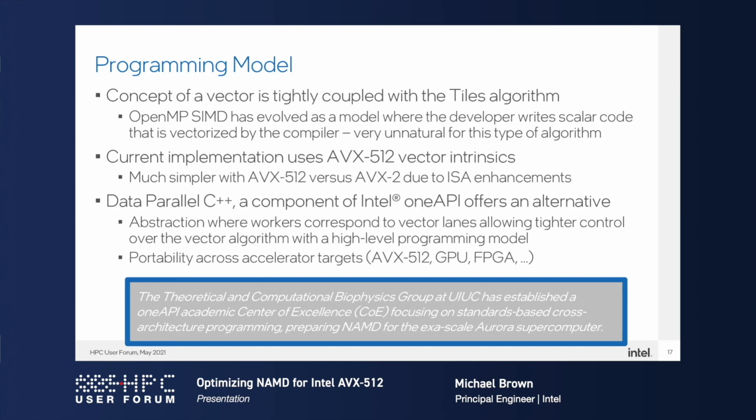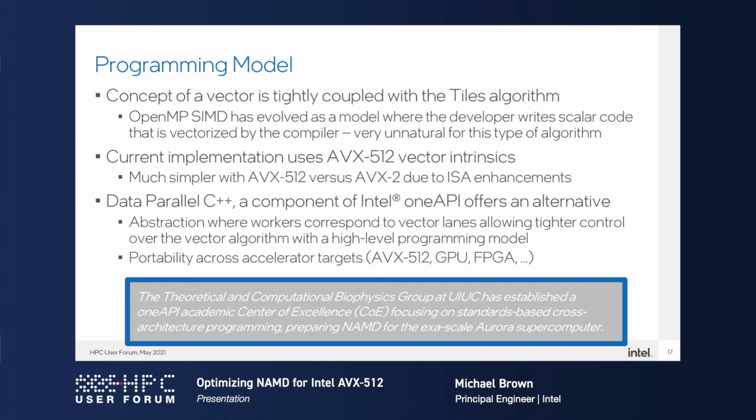With regard to the programming model, for this algorithm, the concept of a vector is tightly coupled to the implementation. OpenMP SIMD has evolved as a model where the developer writes scalar code that is vectorized by the compiler. This is very unnatural for this type of algorithm, and so the current implementation uses AVX 512 vector intrinsics. The implementation is simpler compared to AVX2 due to ISA enhancements.